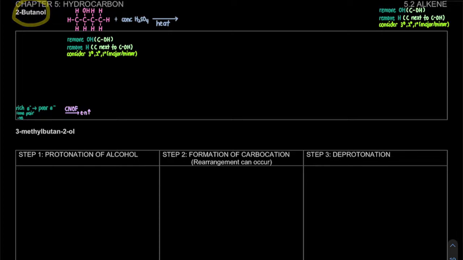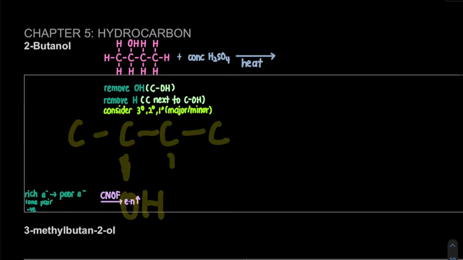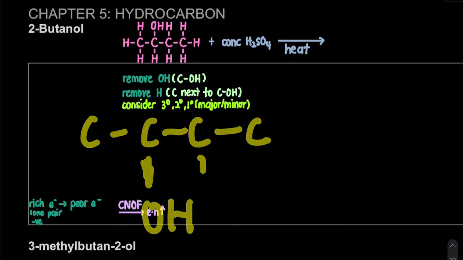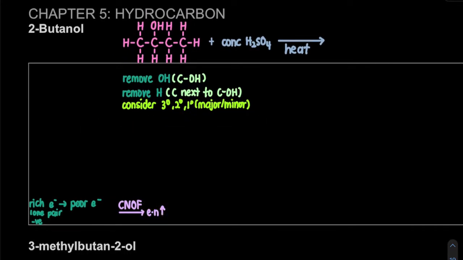For 2-butanol, it means that we have 4 carbons, 1, 2, 3, 4. And 2 means that on carbon number 2, we have OH. The rest of it, we're going to fill out with hydrogen. So how will we remove the H2O? First, we're going to remove the OH from our carbon, which in this case is the OH here.